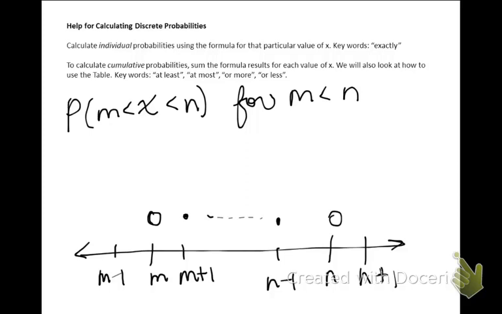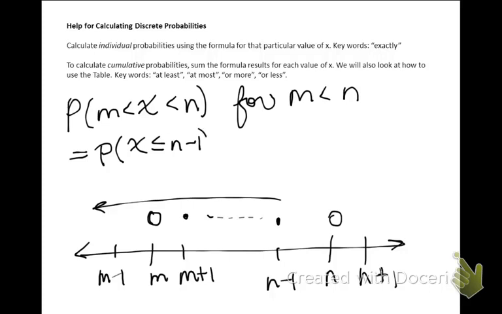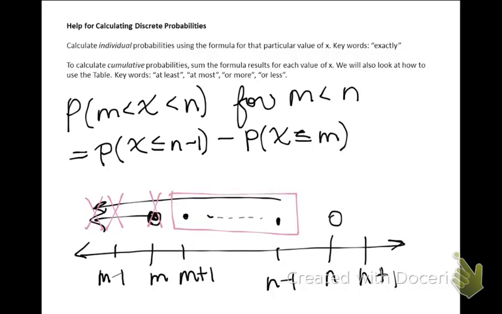So to work this probability out, what you could do is say it's the probability of being at the n minus 1 and smaller, minus the probability of being at the m and smaller, and when you subtract these values out, so you subtract this one out, subtract this one out, keep subtracting them all out, it leaves over the inclusive values that you were looking for.